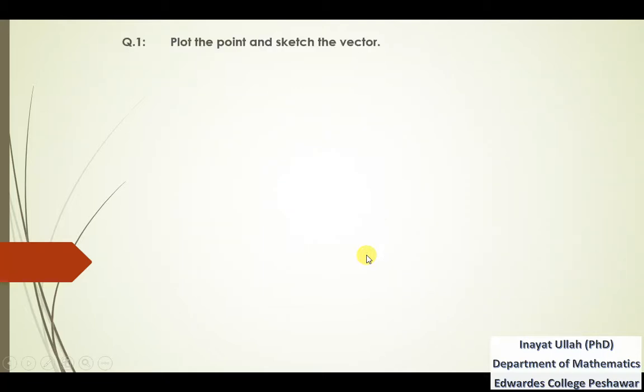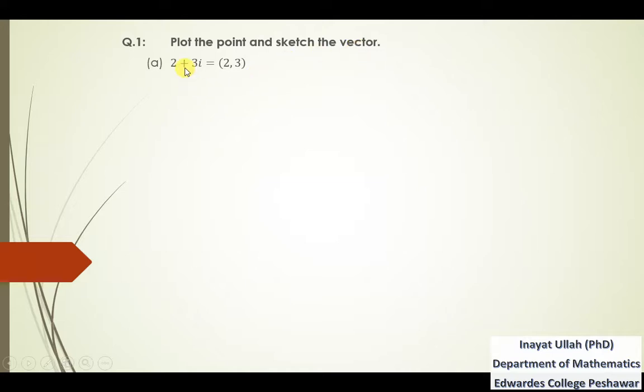In this slide, we have got question number 1 from your exercise 10.1. The question is: plot the point and sketch the vector. We are going to represent this complex number as a point and this complex number as a vector.